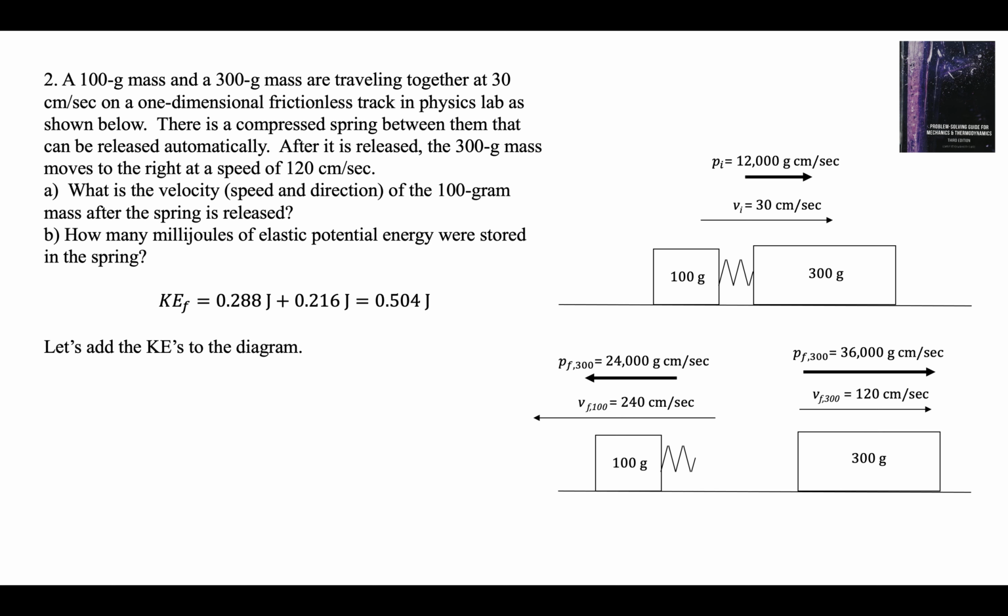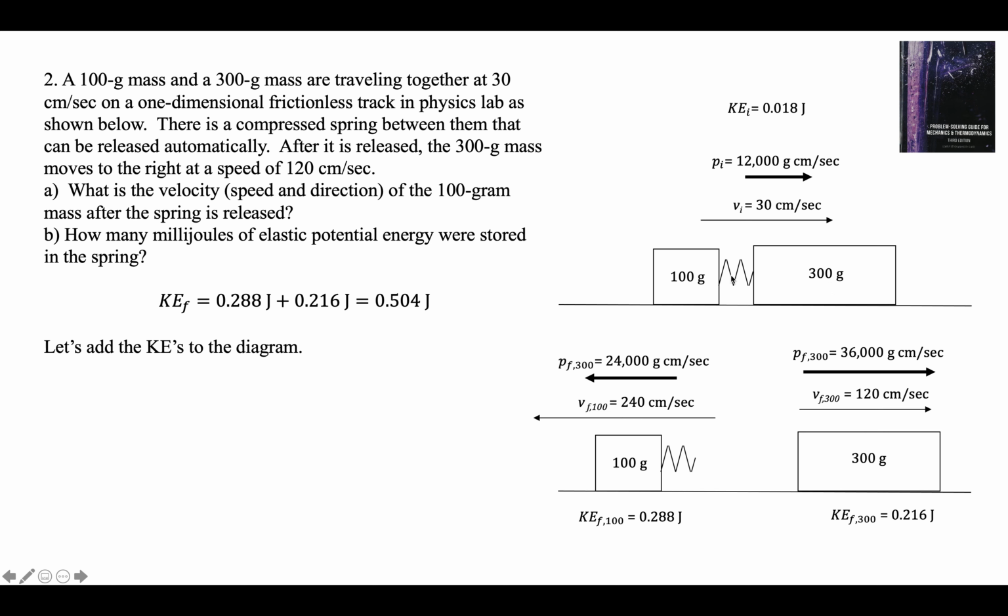Let's put the kinetic energies in the diagram. So here, the initial kinetic energy, 0.018. Note there's no arrow on the energy. It's a scalar, it's not a vector. There's no such thing as direction when you come to energy. So those are all the energies. Those are the kinetic energies.